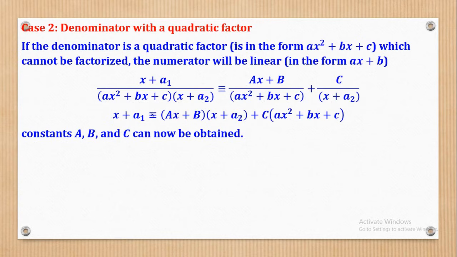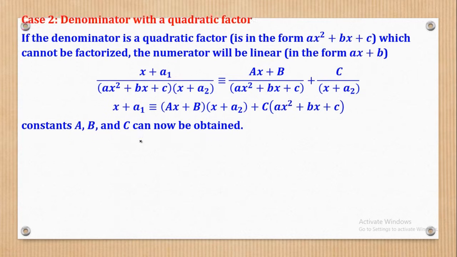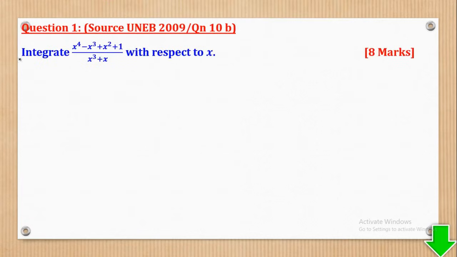So that is what you need to remember. Then comparing the numerators, this one is here, and this one you'll say this times this to give you this part. Then for c, it will be c times this to give you this part. And the constants a, b, and c can now be obtained using either of the two methods, either by comparing coefficients or by substituting suitable values of x. With that knowledge, now let's go through these questions.